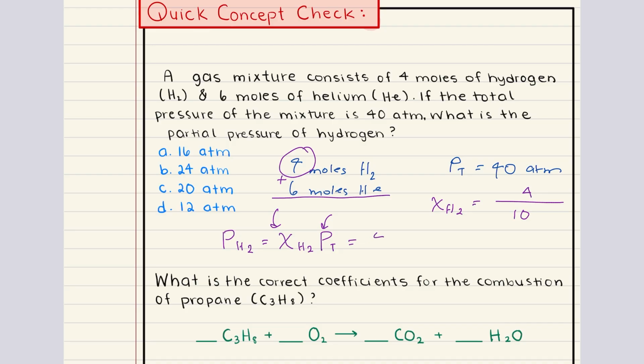We're going to plug that in here, and we will be multiplying this by the total pressure of the system, which is 40 atmospheres. This is a really easy calculation to do on your own. We can simplify these two values here, divide this by 10 to get 1, divide this by 10 to get 4, and then we're left with 4 times 4, which is equal to 16 atmospheres. So the partial pressure of hydrogen is 16 atmospheres, so the correct answer here is A.